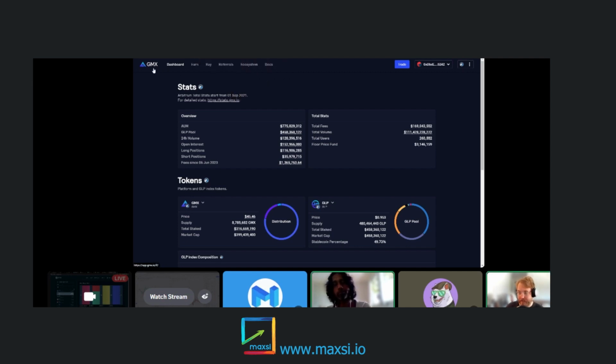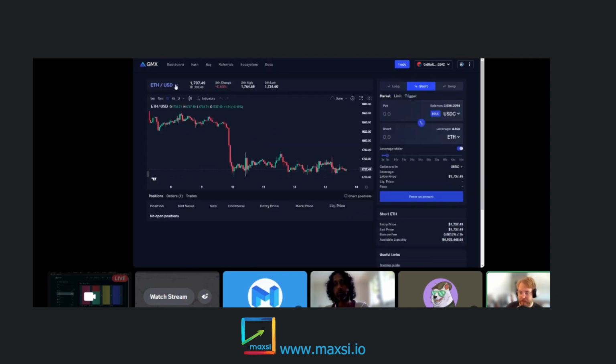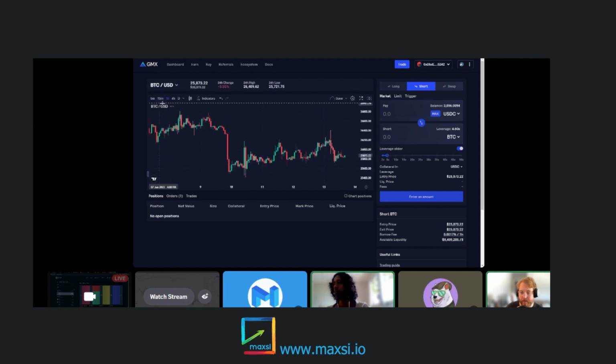So GMX, if I go on GMX, I come up to trade, I can see the offers here are going to be between Ethereum, Bitcoin, Chainlink, and Uniswap, all against dollars. And the main thing to understand about GMX is that GMX is trading perpetual future contracts that settle in the asset that you're actually trading. So when I take a position in Bitcoin, for example, when I close that position, it will close in Bitcoin.